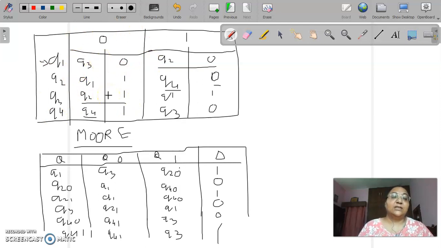So as we can see, the only steps are, one thing is if the state doesn't have an output given here, we will mention a phi. And if a state has two outputs, like here Q2 has 0 and 1 in different instances, then we have to split that state. These are the only two things which have to be taken care of while converting from Mealy to Mealy. I hope this video is useful to you.